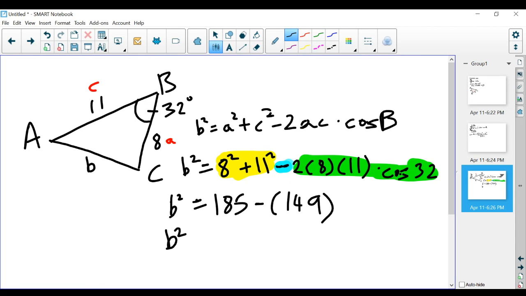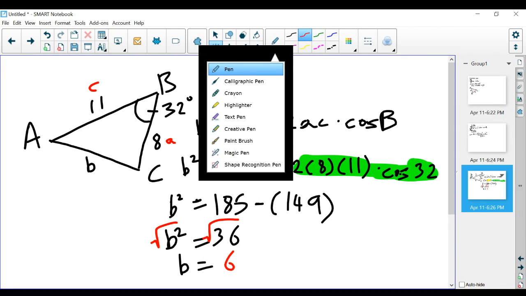We have b squared is equal to 185 minus 149. We have roughly 36. We're going to square root both sides. And we get b is equal to 6.